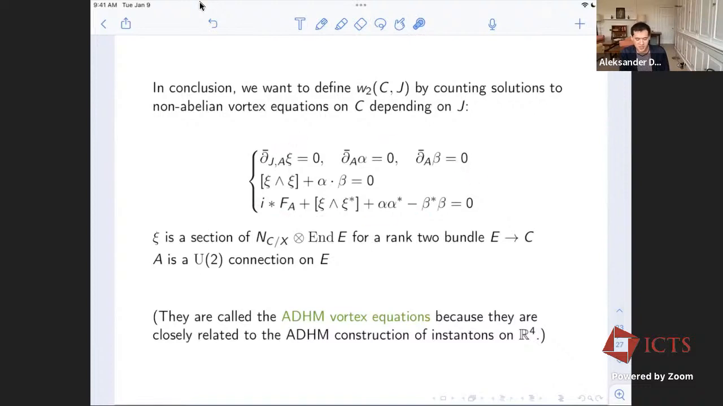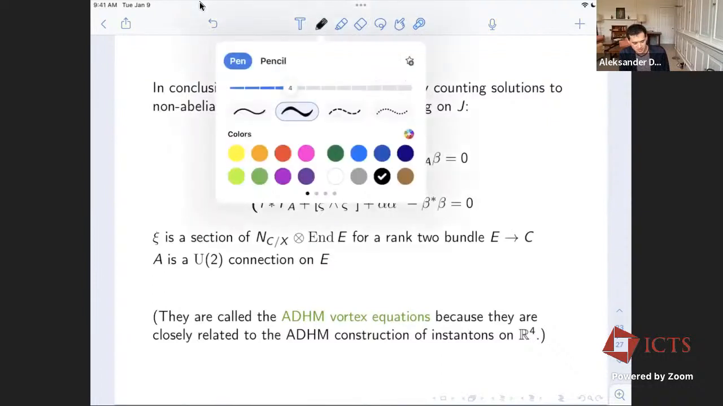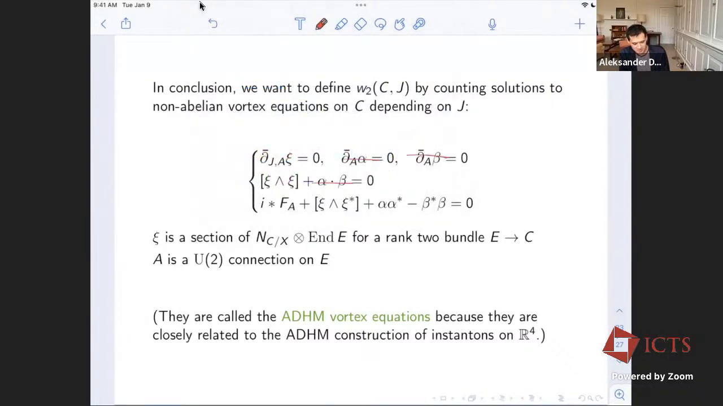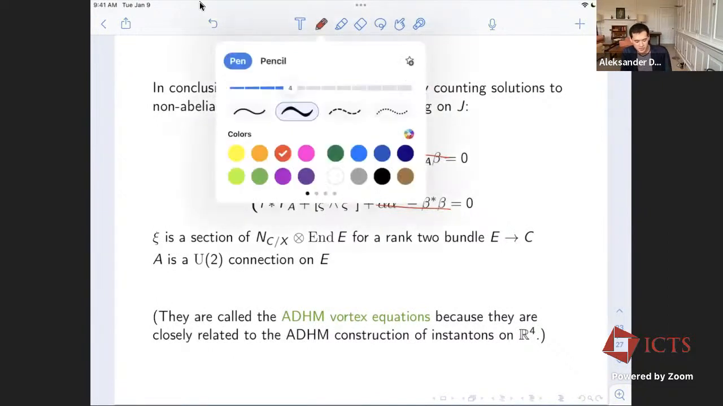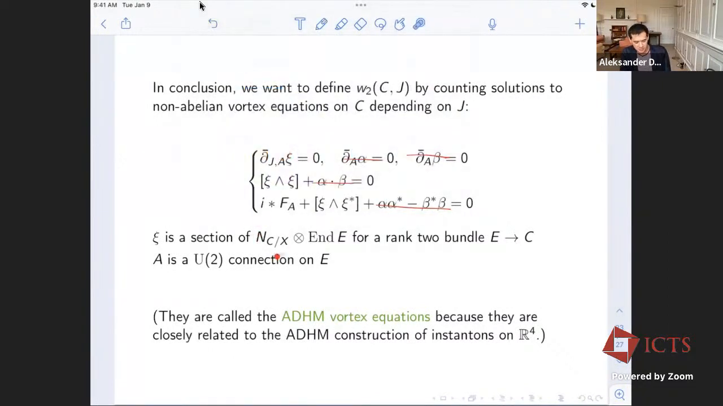Without going into the details of these equations, I just want to argue why this is a reasonable thing to look at. So the important part of the setup is that this Xi is going to be a section of the normal bundle tensor the endomorphism bundle for some rank 2 vector bundle on the curve. And A is a U(2) connection. Let's forget a little bit about this alpha and beta. So maybe just for the sake of this talk, let's just forget about these parts. So this looks really very similar to the Hitchin equation, except it's twisted by this normal bundle here.